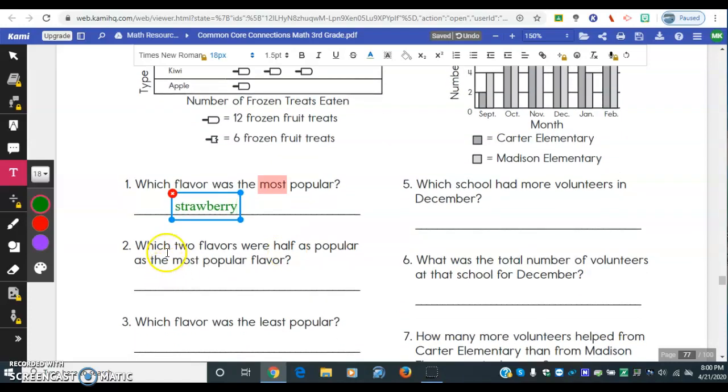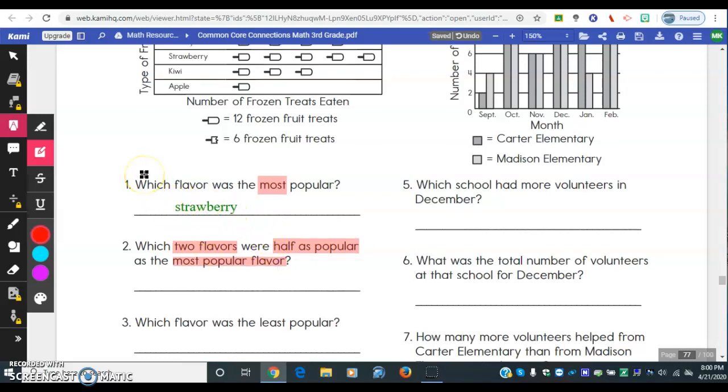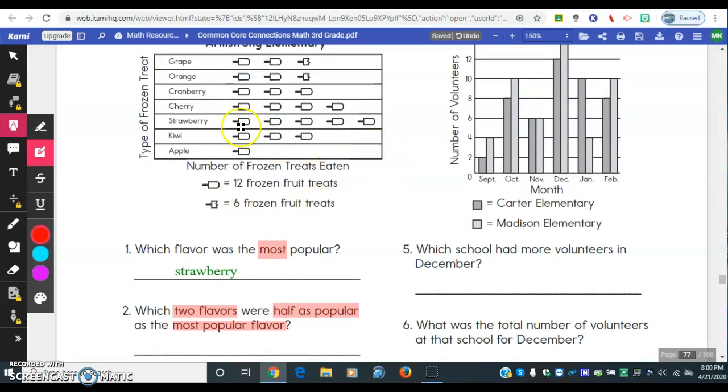Question 2, which 2 flavors were half as popular as the most popular flavor? There's a lot of information in that sentence. So we're looking for 2 flavors, and the 2 flavors had to be half as popular as the most popular flavor. Okay, well, we already know the most popular flavor was strawberry. So let's go back up. And if we're counting by 12s, we've got 1, 2, 3, 4, 5 12s going on. I don't want to add 5 12s. So what I'm going to do is I'm going to multiply.